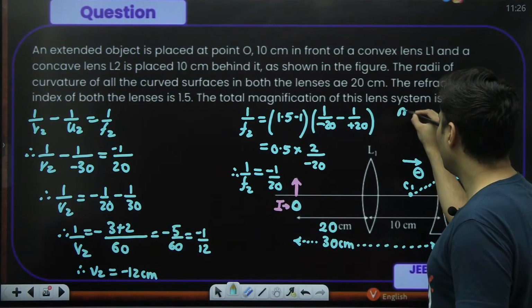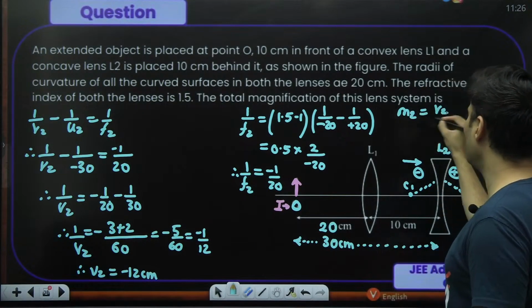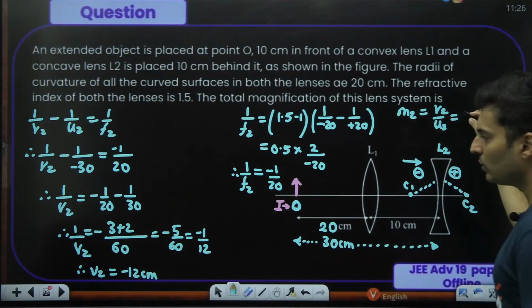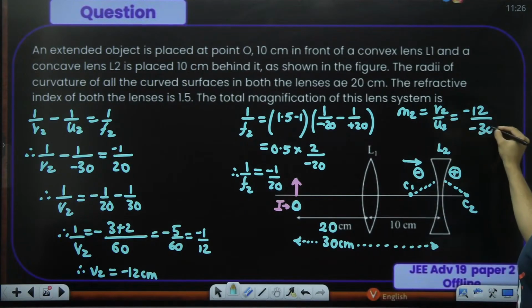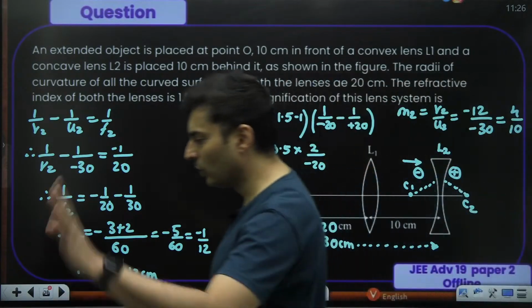Now you find the second magnification, which is V2 by U2. V2 is minus 12. U2 is basically minus 30. So this will be 12 by 30 divided by 3. It will be 4 divided by 3. It will be 10. So 4 by 10. So this will be nothing but 4 by 10.